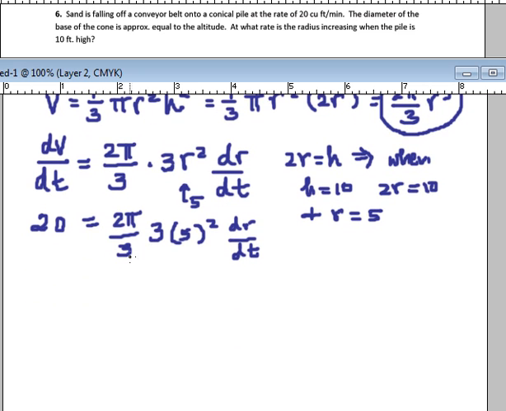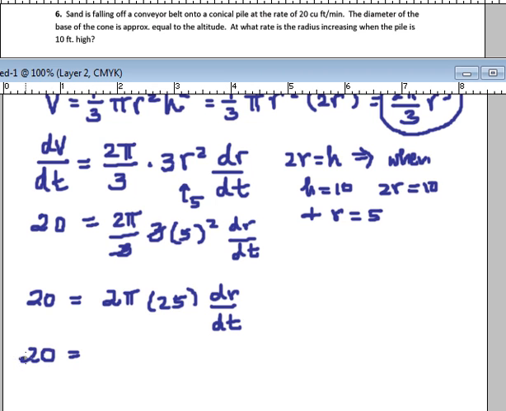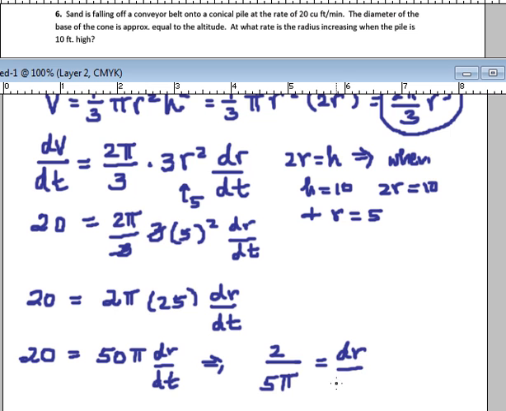Let's cancel out those 3's here and here. We have 20 is equal to 2 pi times 25, and then we have dr dt. So 20 is equal to 50 pi dr dt. Divide both sides by 50 pi, and we get 2 over 5 pi is equal to dr dt. The units would be feet per minute. So that's how quickly the radius is changing when h is equal to 10.